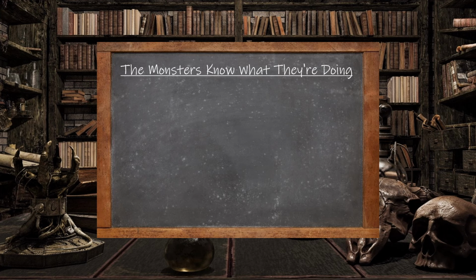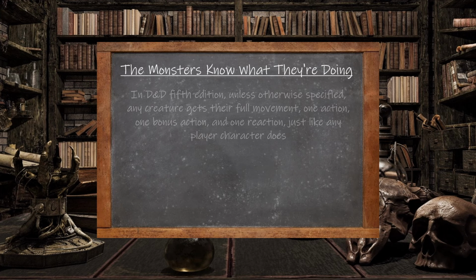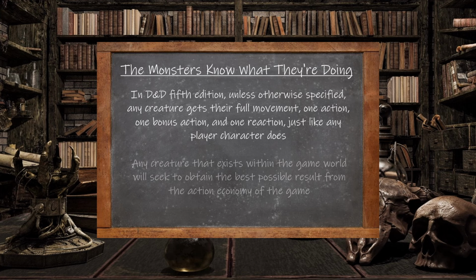The last major premise from Amon is that in D&D 5th edition, unless otherwise specified, any creature gets their full movement, 1 action, 1 bonus action, and 1 reaction, just like any player character does. Amon posits that any creature that exists within the game world will have evolved in accordance with this rule, and it will seek to obtain the best possible result from the action economy of the game.